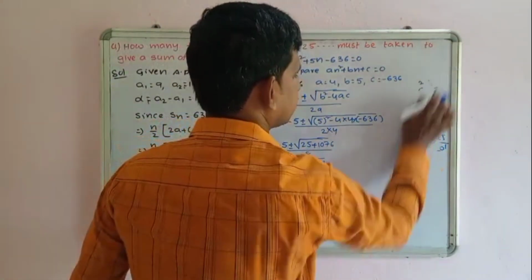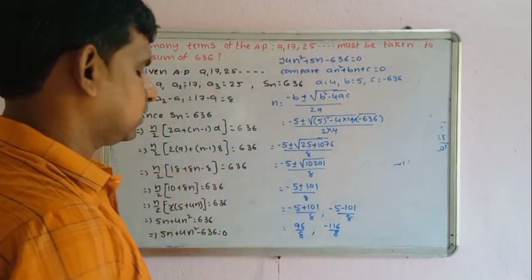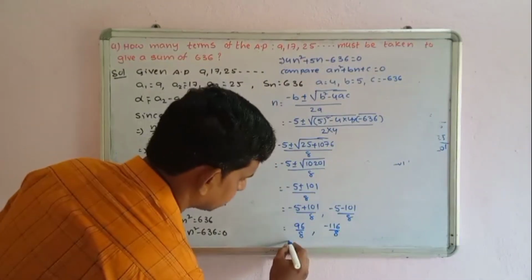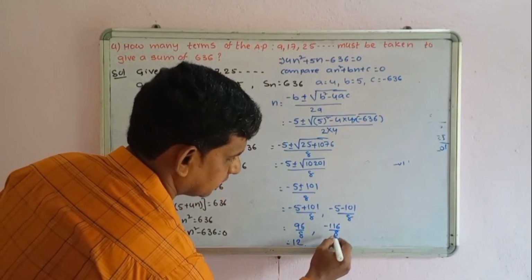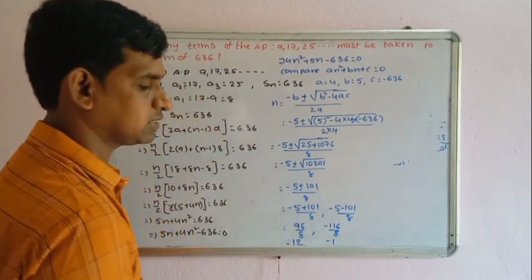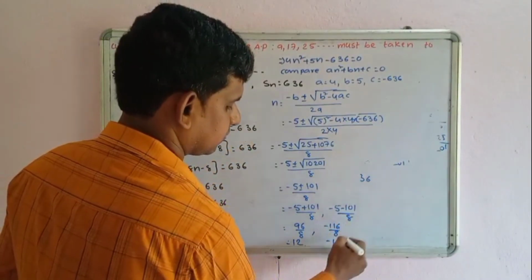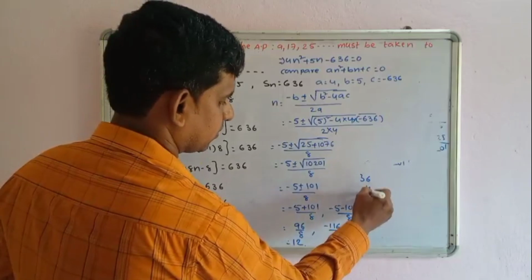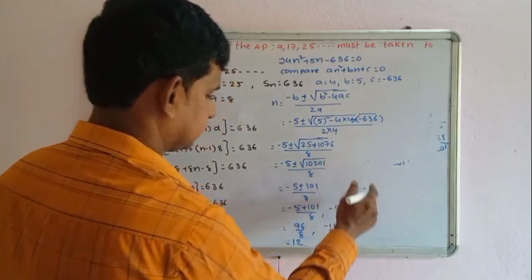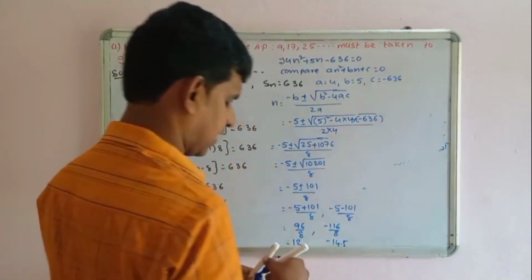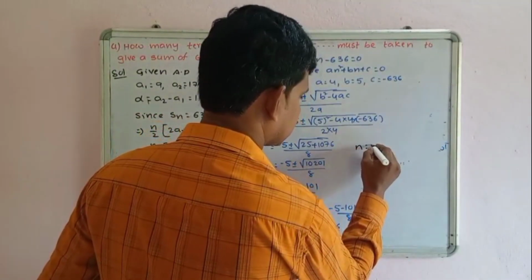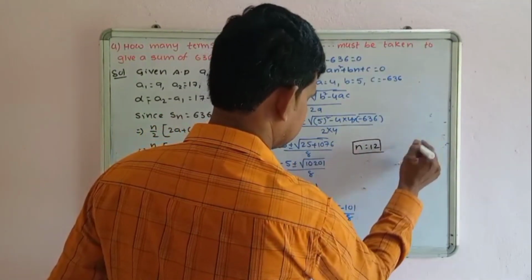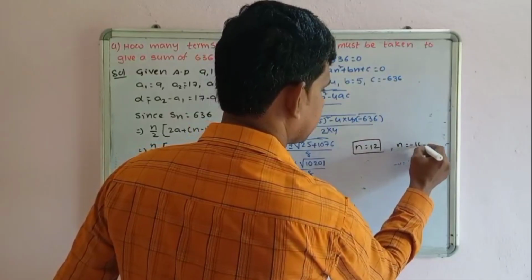Now see. 96 by 8, 96 by 8 value, how much? 8 ones are 8, 8 twos are 16, so here 12. 8 fours are 32. Therefore the values of n are 12, that is n equals 12, and one more value n equals minus 14.5.